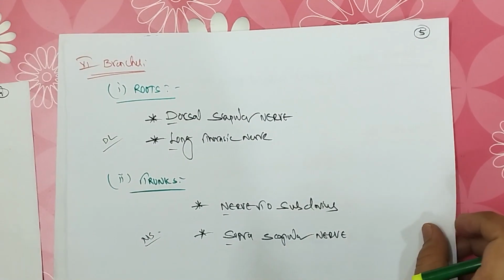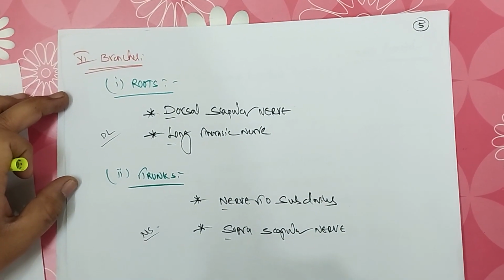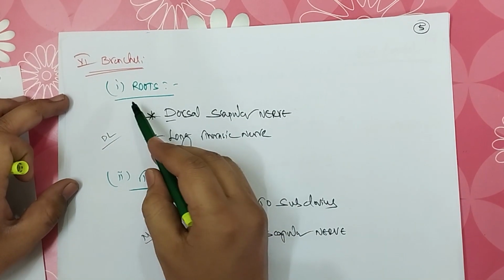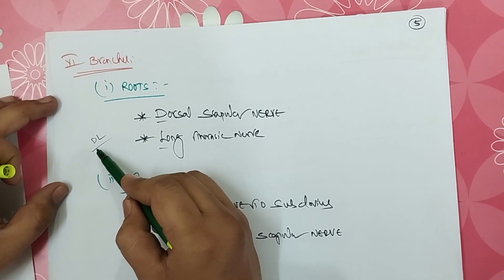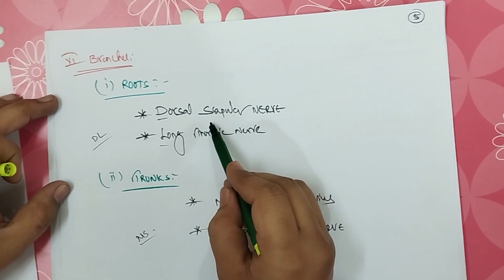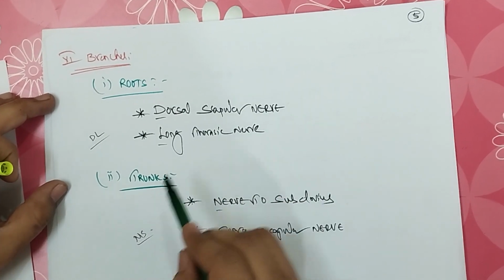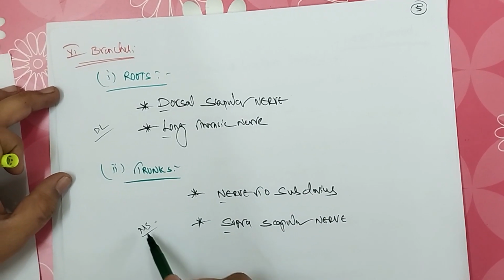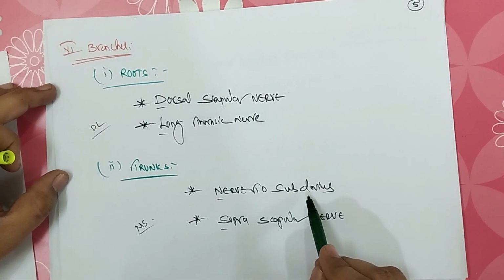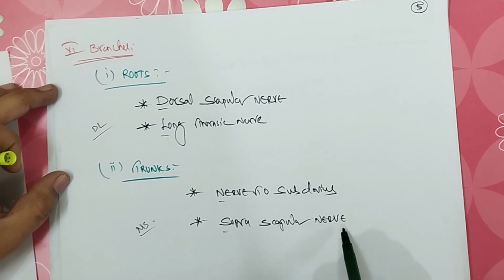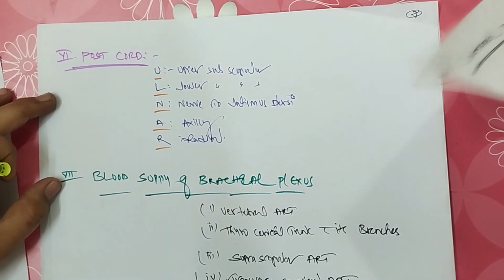Now see, branches. Branches from the roots: remember DL, like a driving license, the dorsal scapular nerve and long thoracic nerve. Then what are the branches from the trunks? That is NS, like normal saline: nerve to subclavius and suprascapular nerve. Okay, NSDL. Remember these branches.